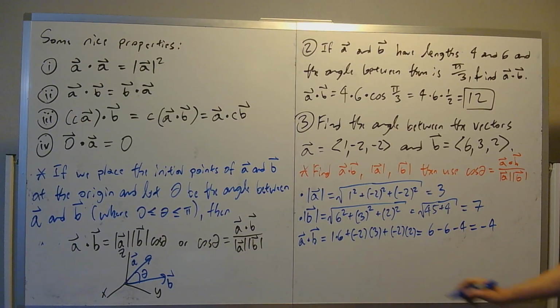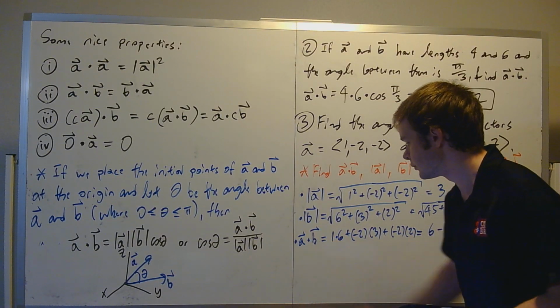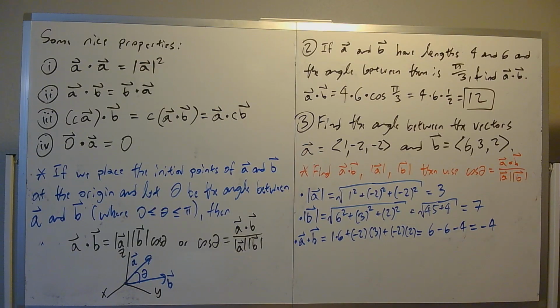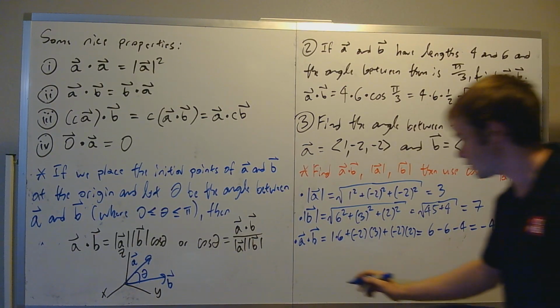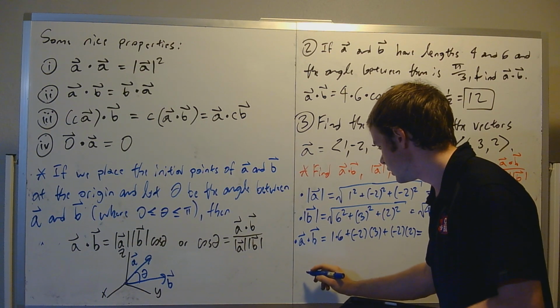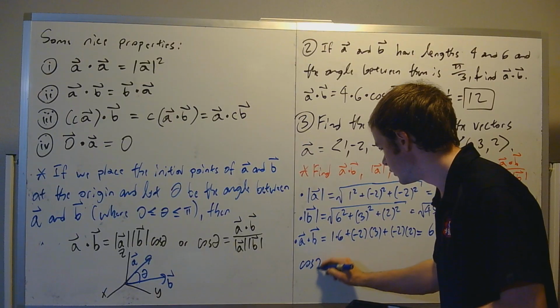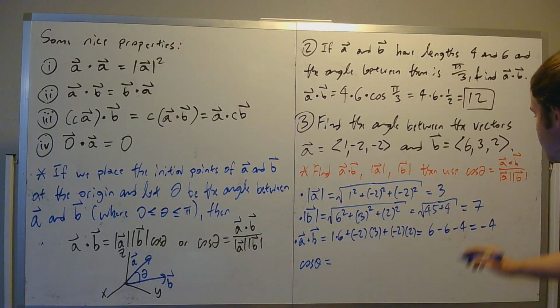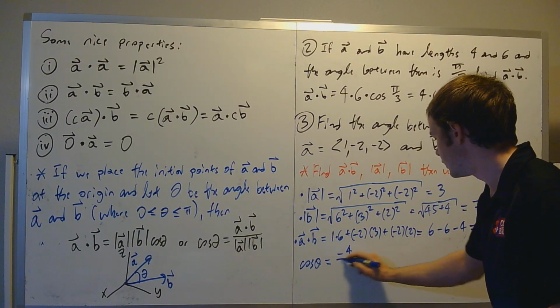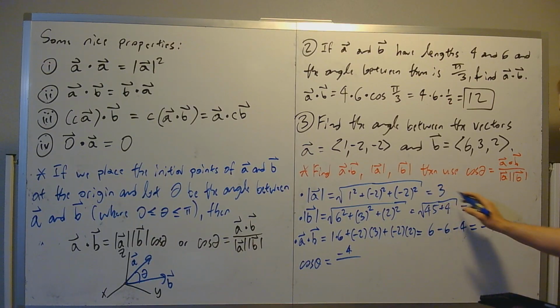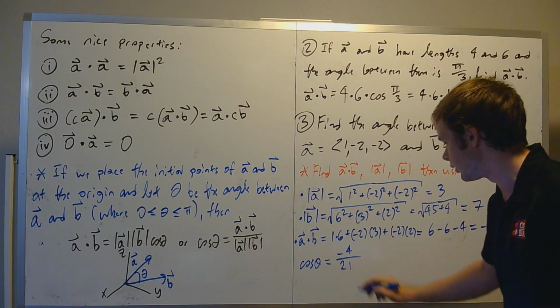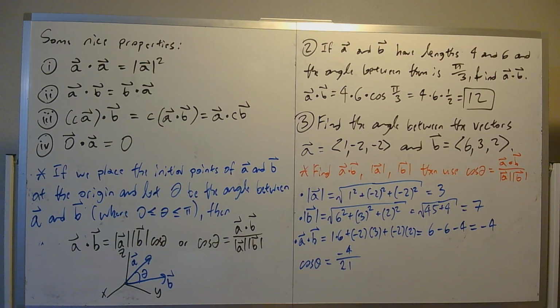Right, so A dot B gave us -4. Okay, so we figured out all three of those things, and now we can use this formula right here. So we know that cosine theta equals, so A dot B we said was -4 over, we multiplied the length of A times the length of B, so 21, right? So 3 times 7, that's 21. Just using that formula. And now we need to figure out theta.